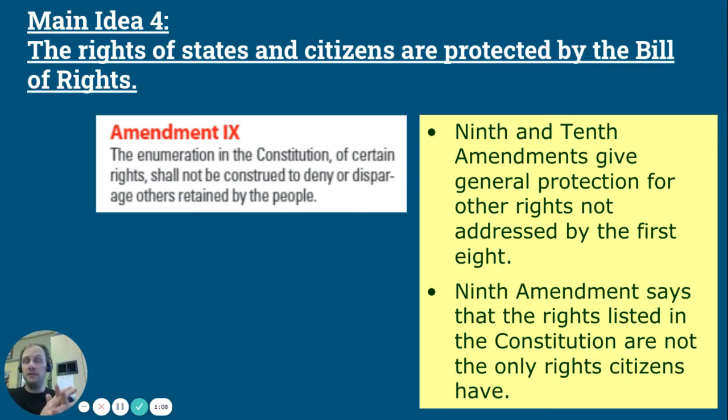The 9th Amendment says that the rights listed in the Constitution are not the only rights that citizens have. And so it's saying that just because it's not listed doesn't mean that people don't have it. Okay? This amendment has allowed the courts and Congress to decide that citizens have other basic rights besides the previously listed rights in the first 8 amendments.